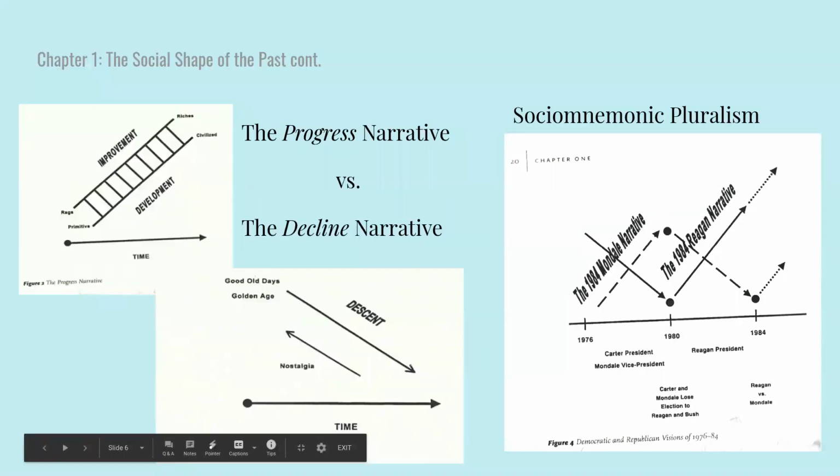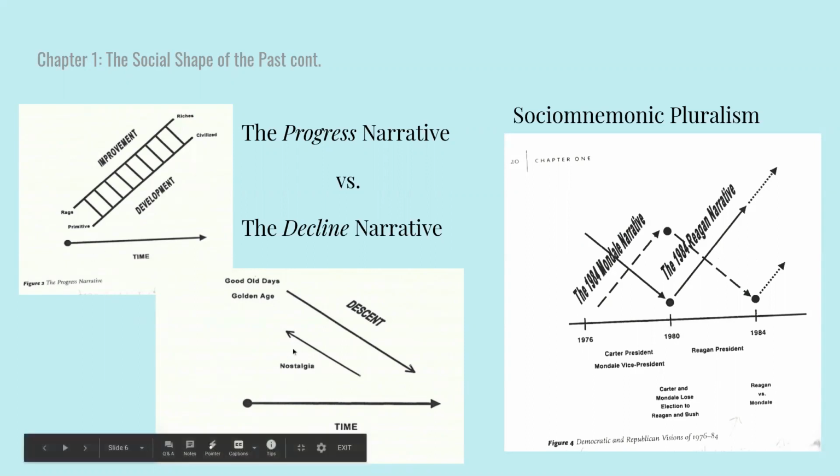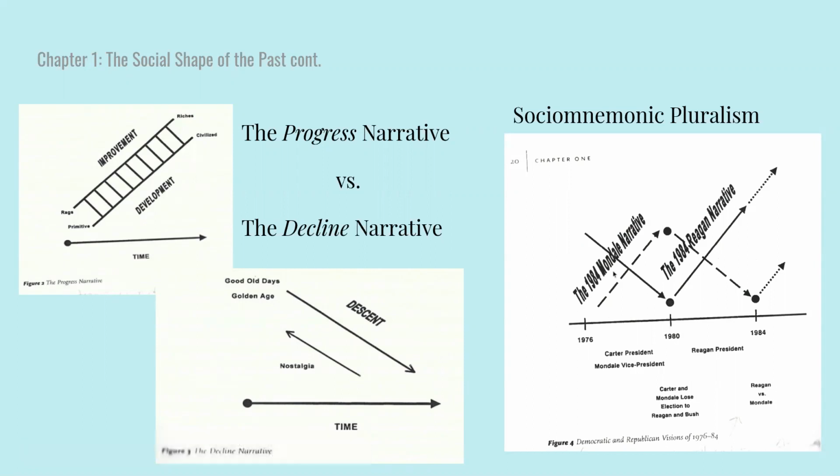So here are the figures for the progress versus decline narratives. And these mean that as time goes on, people could view things as getting better or getting worse. And those social memory patterns could be happening at the same time by different groups. So that's the idea of sociomnemonic pluralism.